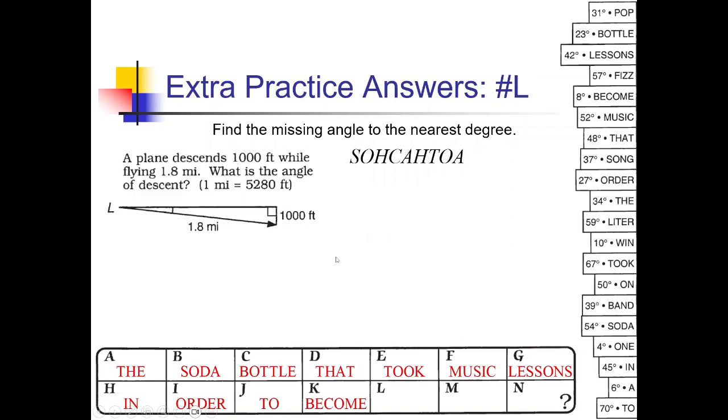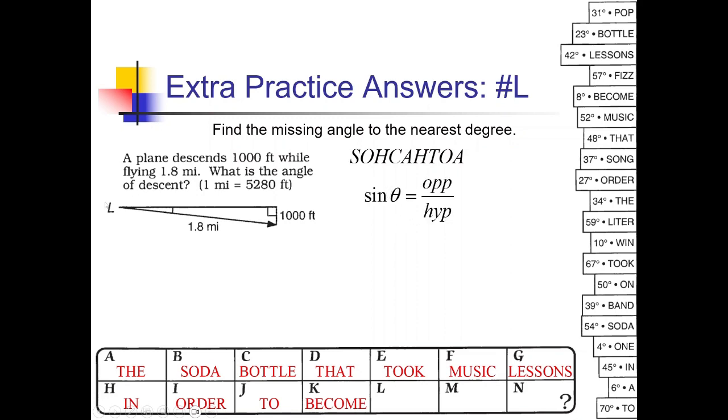This next problem, L, is kind of tricky. We have a plane descending 1,000 feet while flying 1.8 miles. We want the angle of descent, that's this angle L here, and they're telling us a mile equals 5,280 feet. Interesting they would give us that. We'll see why they did. So first off, which trig function? We have the opposite side from L and the hypotenuse. So that's opposite over hypotenuse.